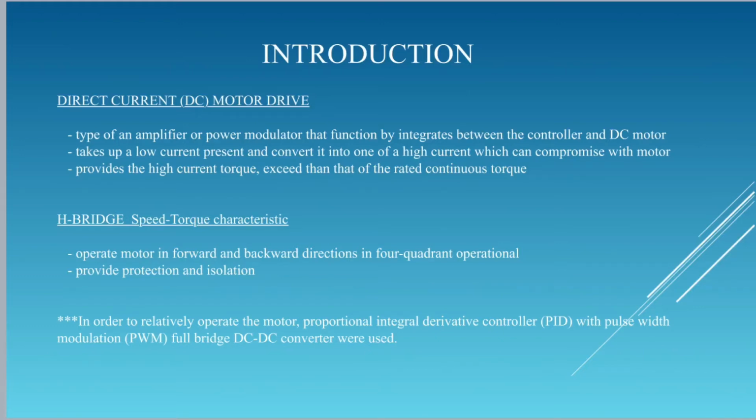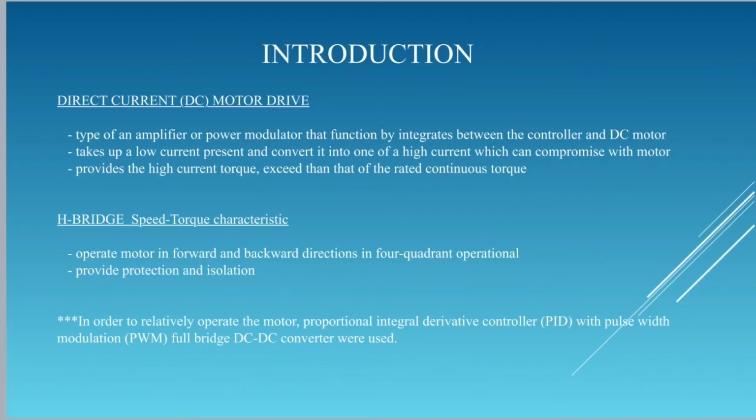The process takes a low current and converts it into a high current, which is sufficient for the motor. In addition, the DC motor also provides high current torque exceeding the rated continuous torque. The importance of DC motor applications that provide a reliable drive system has been widely practiced within the industry. An important way to achieve this is by deploying an H-bridge converter.